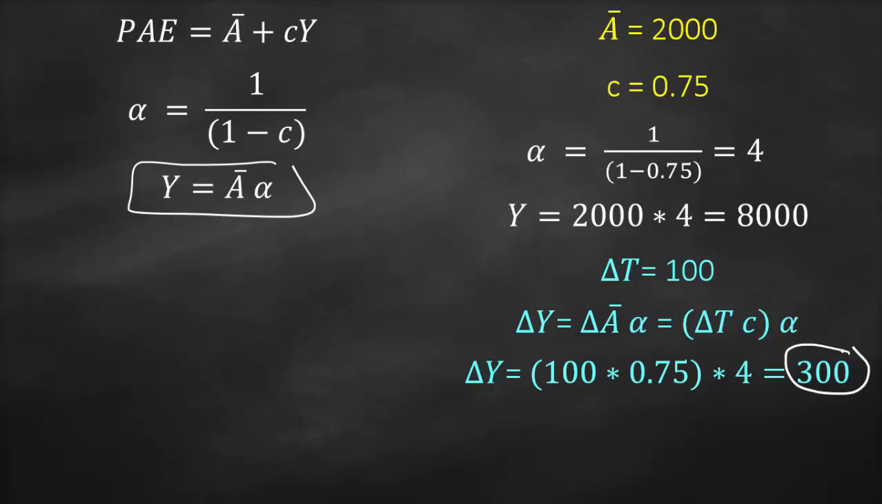Therefore, our new output level will be y prime is equal to our old output plus change in output. So this will be 8,000 plus 300. It will give us 8,300. We can do it another way by using our output formula.